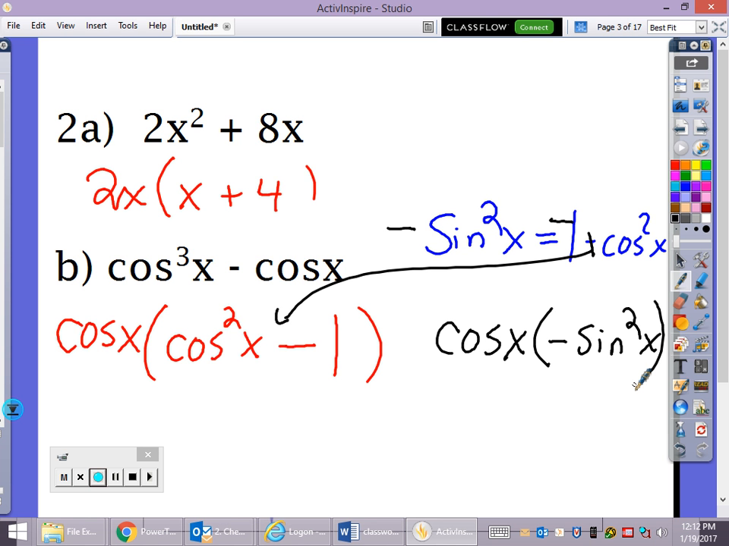Okay, a negative times a positive is a negative. So negative cosine x sine squared x would be my final answer. Okay? Better? Okay, let me pause it.